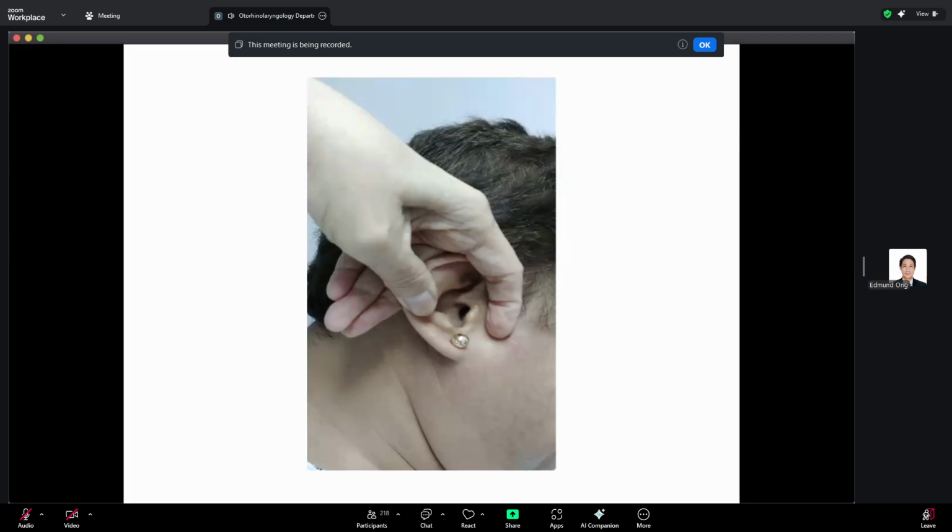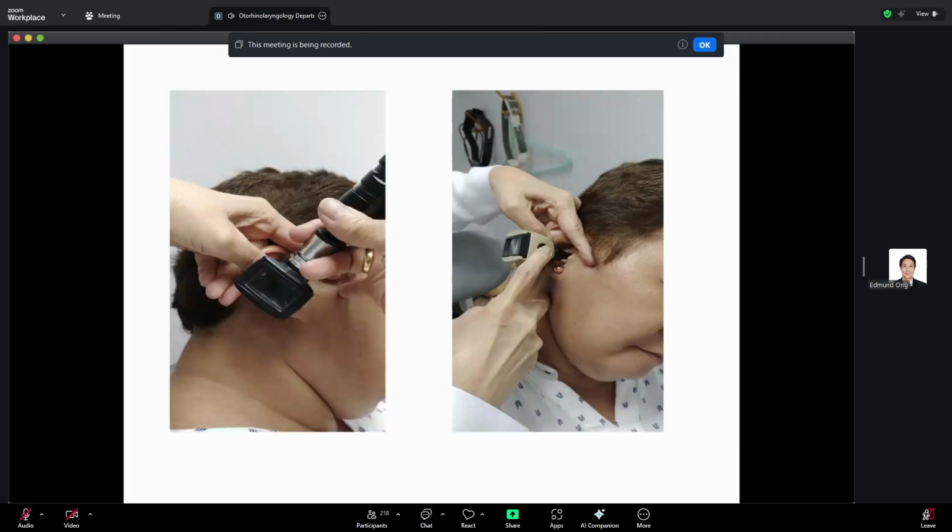Okay, this is one way. You have to do this maneuver to be able to look at the external canal prior to inserting your otoscope. It's one way of retracting the tragus. Okay, next slide.